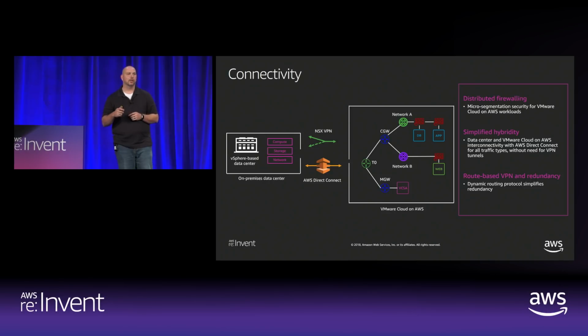Distributed firewalling has been introduced with NSX-T. Now, distributed firewalling, you can think of it as being analogous to security groups. Or this is often called microsegmentation as an industry term, but this is ultimately the ability to segment two VMs from each other that are sitting on the same subnet, on the same logical network.